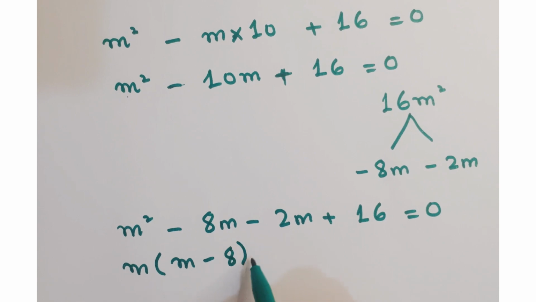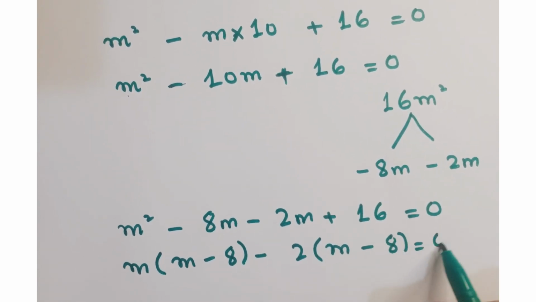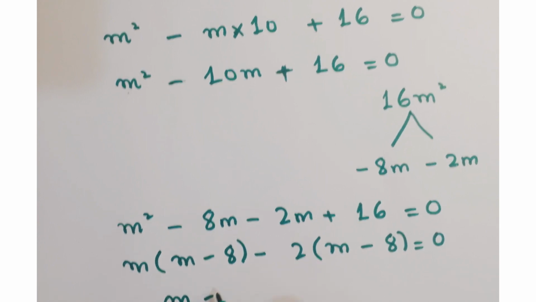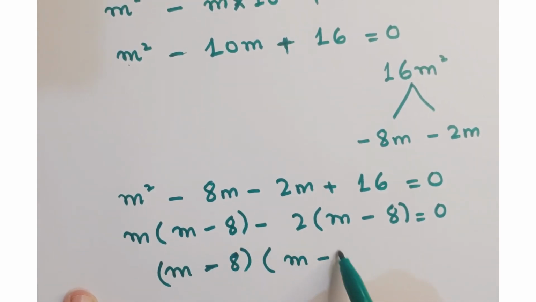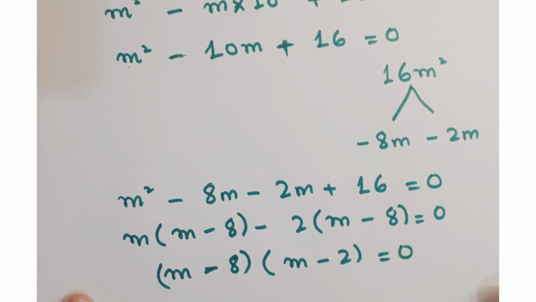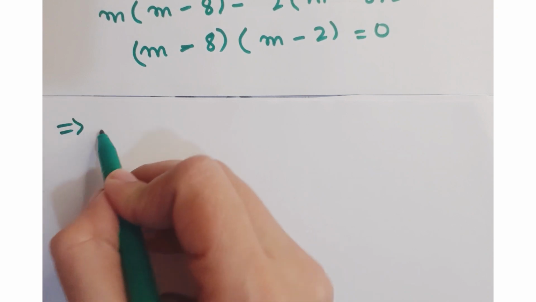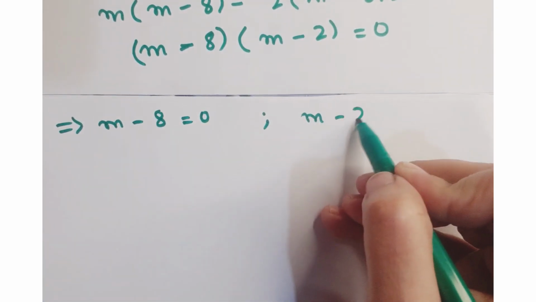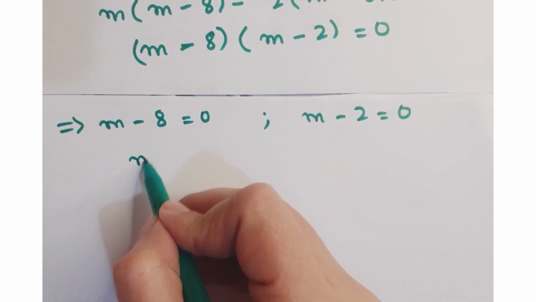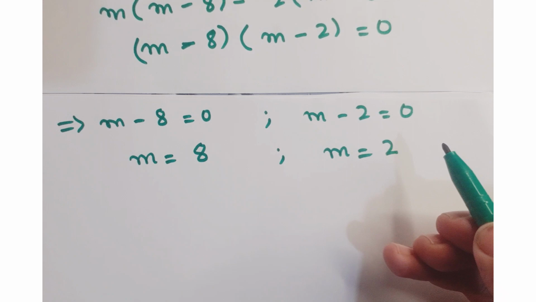Here taking m common, and taking out 2 common, out of these two terms we take m minus 8 common, and here we have m minus 2 is equal to 0. Further, this implies that m minus 8 is equal to 0 and m minus 2 is equal to 0, or you can say m is equal to 8 and here m is equal to 2.